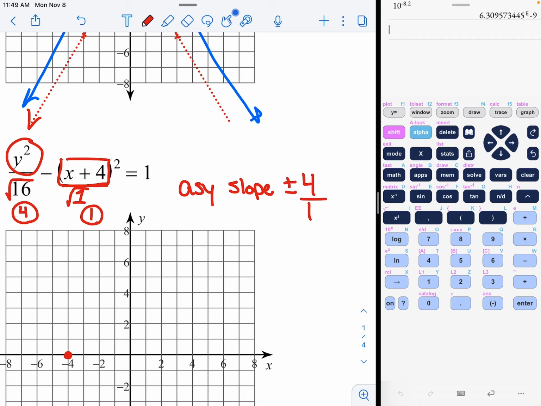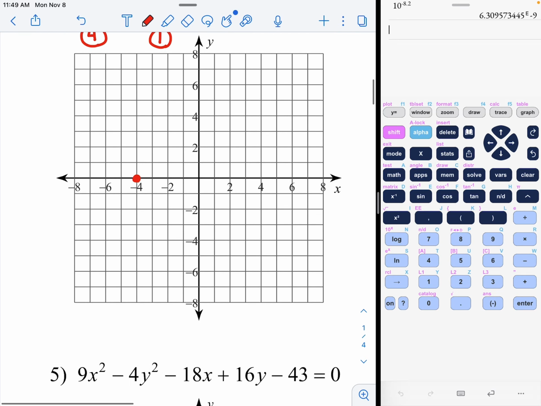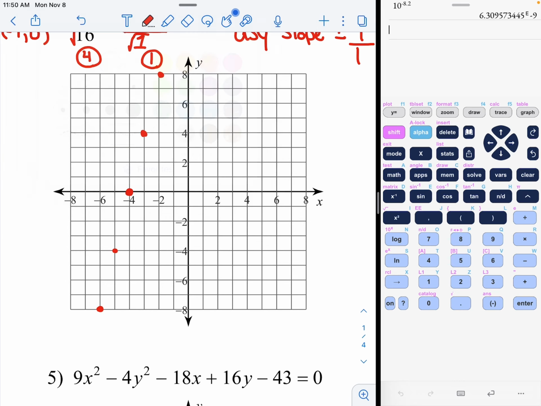So I'm going to go to the center, and I'm going to go up 4 over 1, up 4 over 1. I think I can actually fit a couple of dots there. Down 4 over 1, down 4 over 1. And I'm going to grab my broken line. That's my first asymptote.